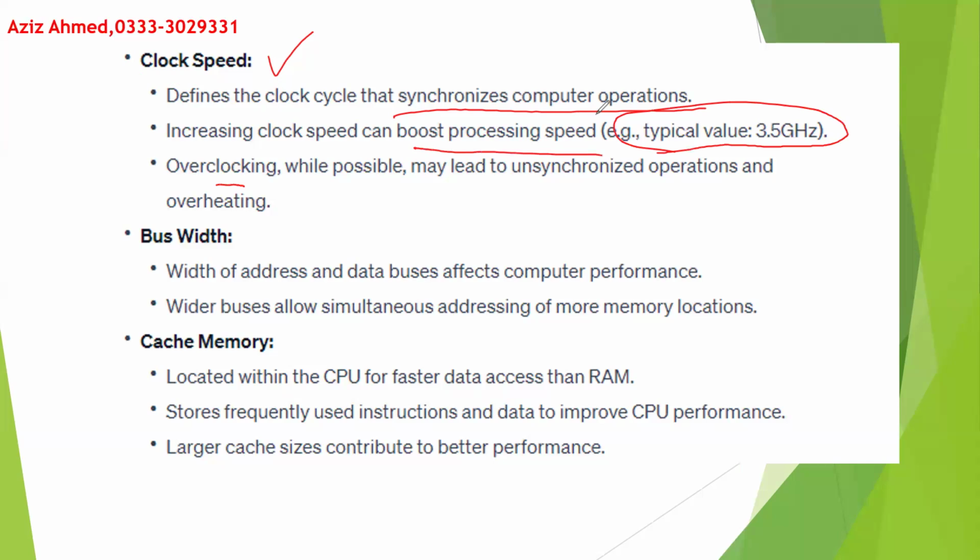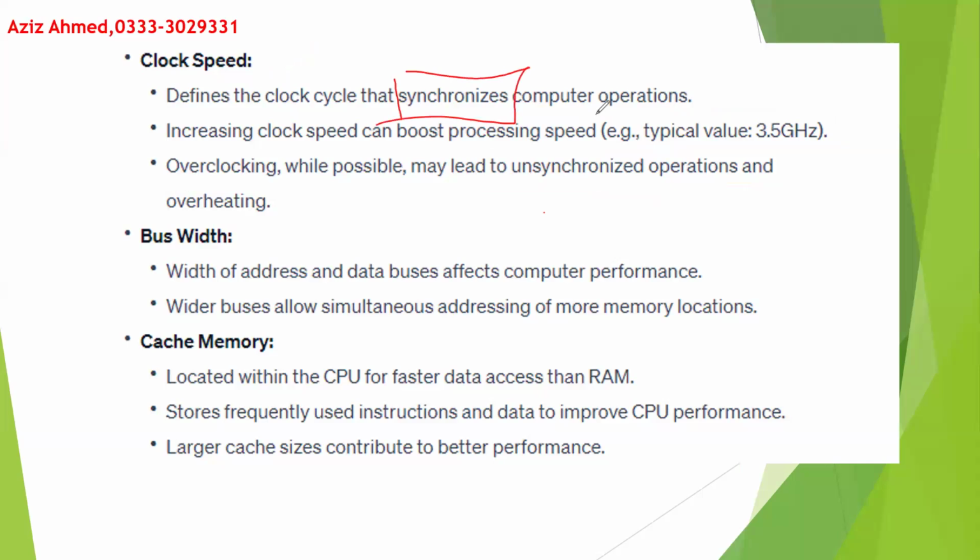Overclocking means you are increasing speed from the given speed, like we overspeed a vehicle. While possible, it may lead to unsynchronized operation and overheating. Unsynchronized means some part could not be ready at the time of operation. Synchronized means every part of the computer must be ready at the time of operation, so they know at what time the operation will be performed. Synchronized means same time, same instruction. You got my point?